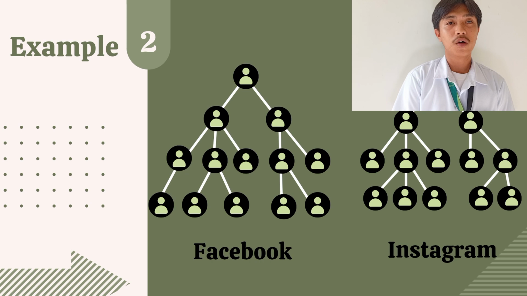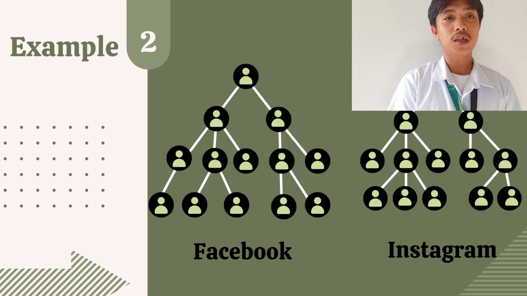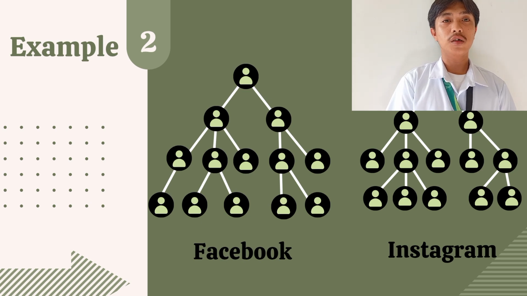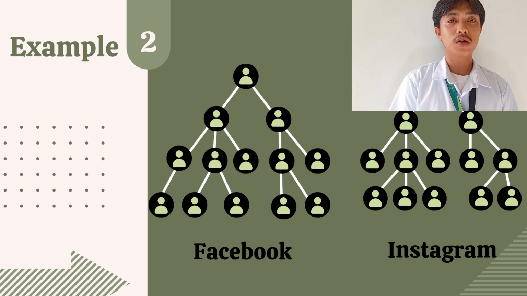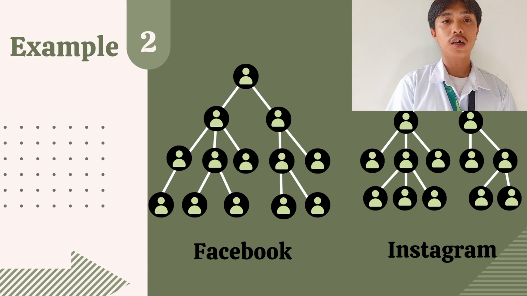Example number 2 is independent social networks within a platform. The nodes are the individual users. The edges are the relationships like friends, followers, or connections. And each tree represents an independent social network, where users are connected within the network but not to users in the other network.